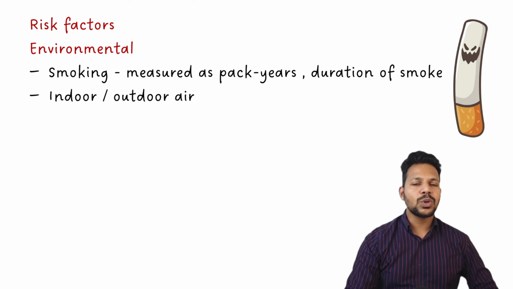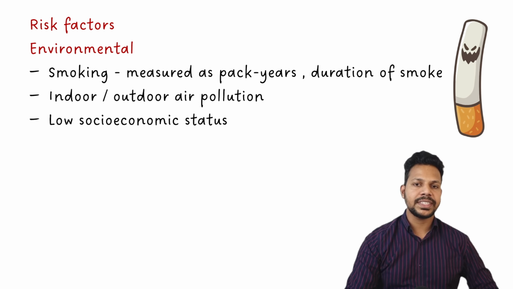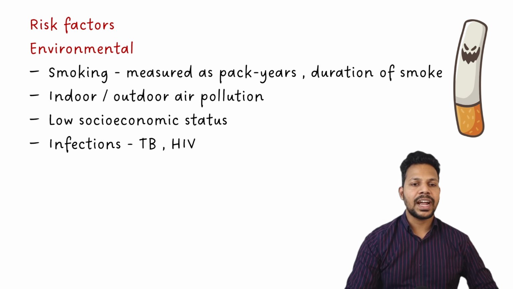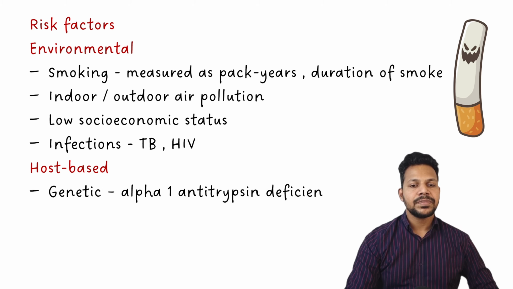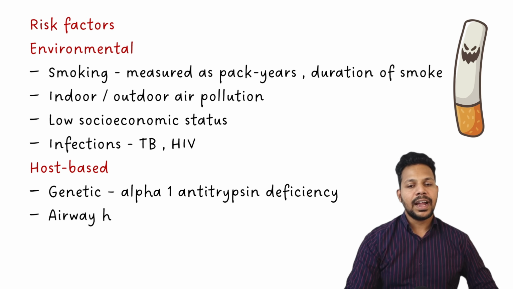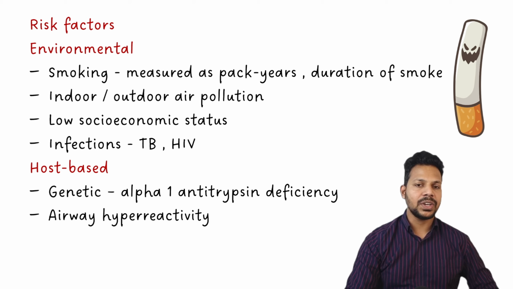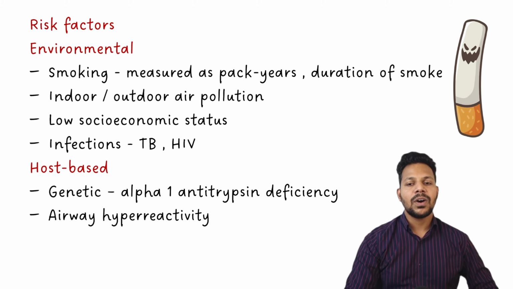We have indoor and outdoor air pollution as an independent risk factor as well. Then we have low socioeconomic status, and infections like tuberculosis and HIV. We have host based factors. The most important one is alpha 1 antitrypsin deficiency, which is an antiprotease. When the antiprotease levels are decreased, there is an imbalance between the proteases and antiproteases, and increased protease activity will result in destruction of the lung. And finally, airway hyperreactivity. All these factors may predispose the patient to develop COPD.